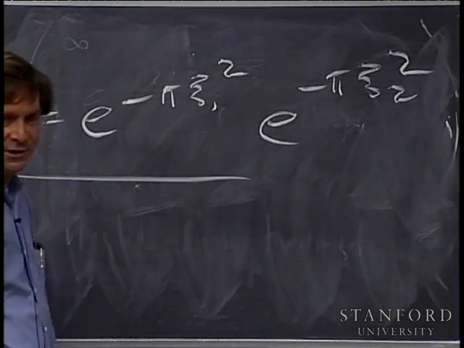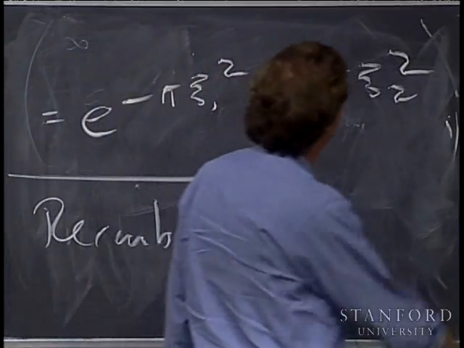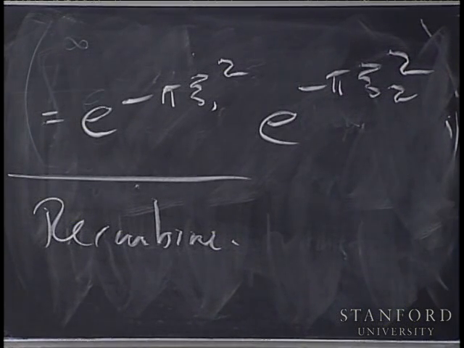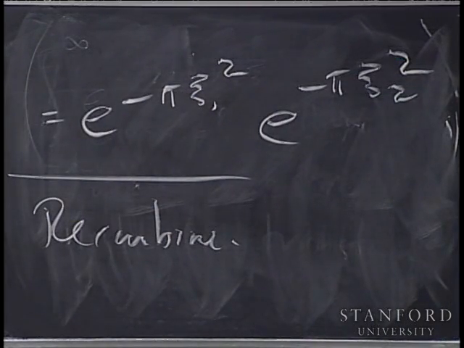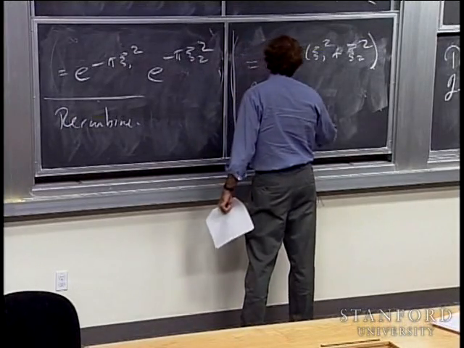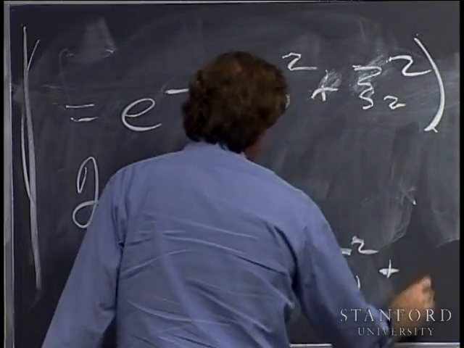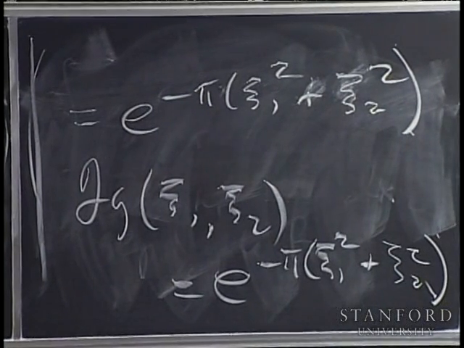But a perfectly finer answer is to recombine. That is, write this as e to the minus pi times (c1 squared plus c2 squared). Again, exponentials being what they are. And you're back to where you started. That is, the Fourier transform of a 2-dimensional Gaussian is another 2-dimensional Gaussian. So the Fourier transform of g at c1, c2 is equal to e to the minus pi times (c1 squared plus c2 squared). Cute, huh? It's nice.